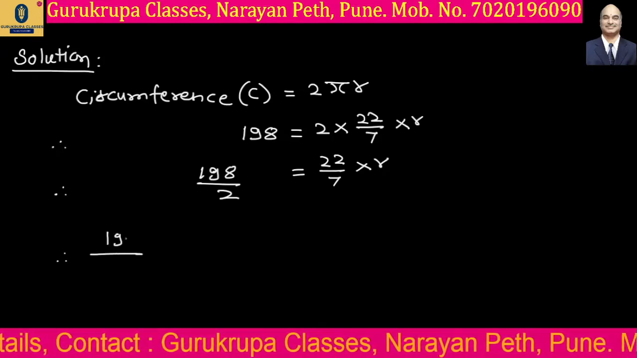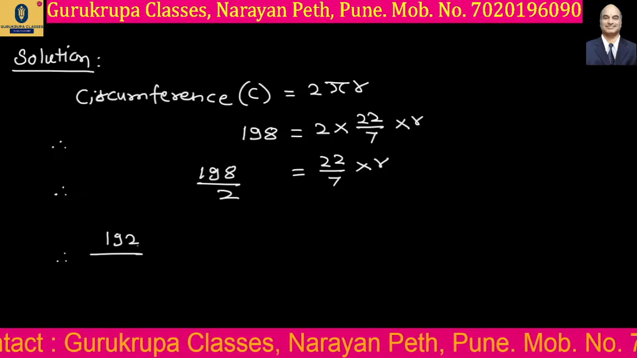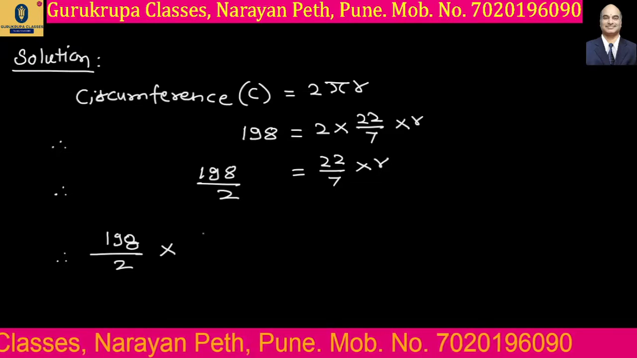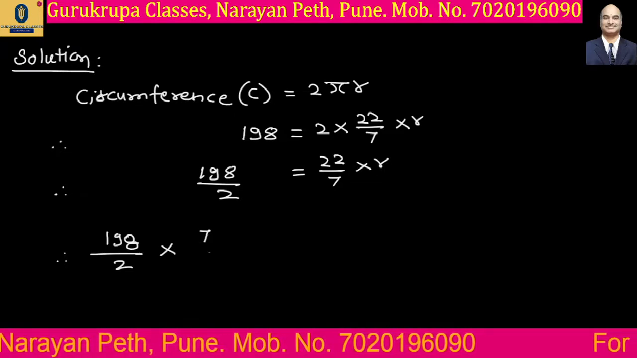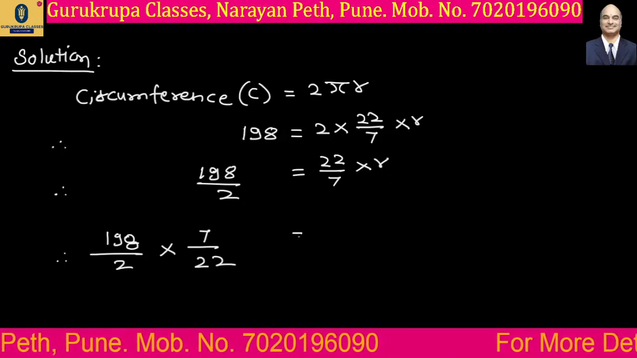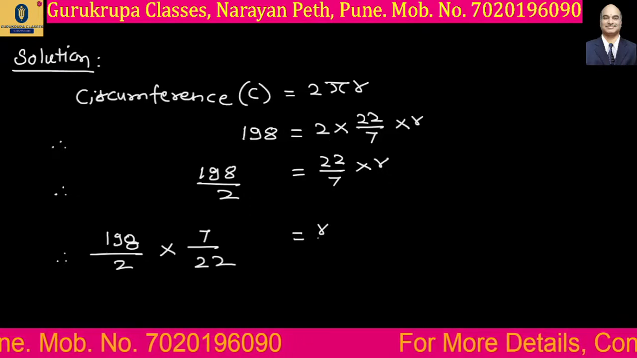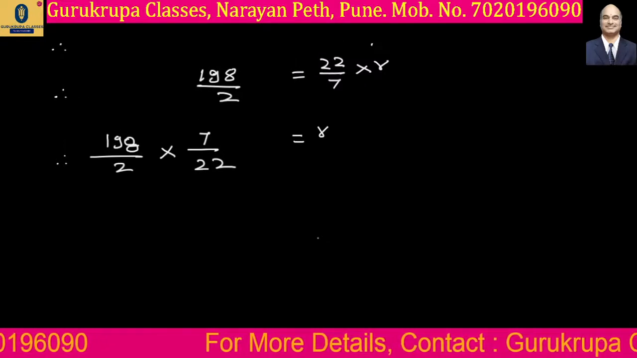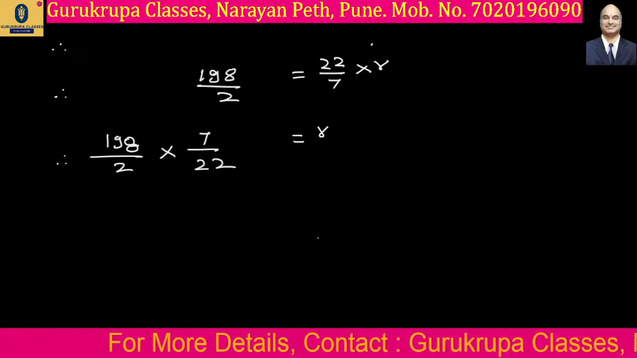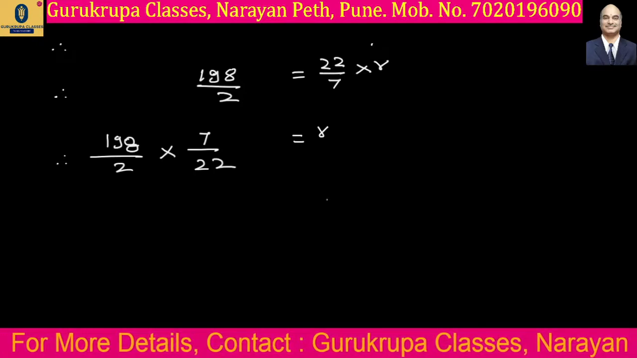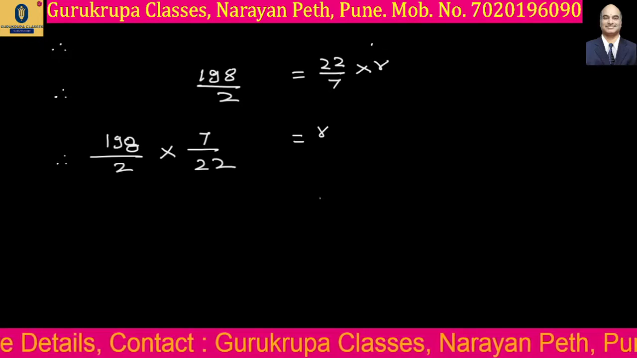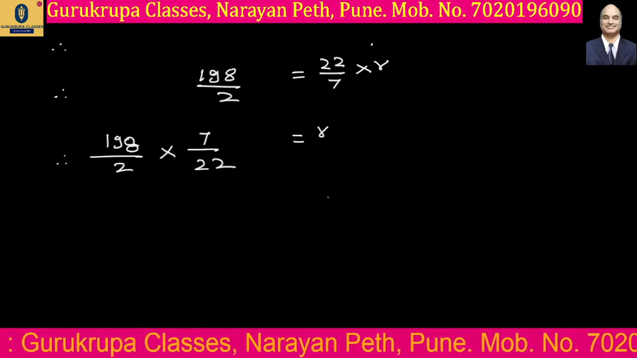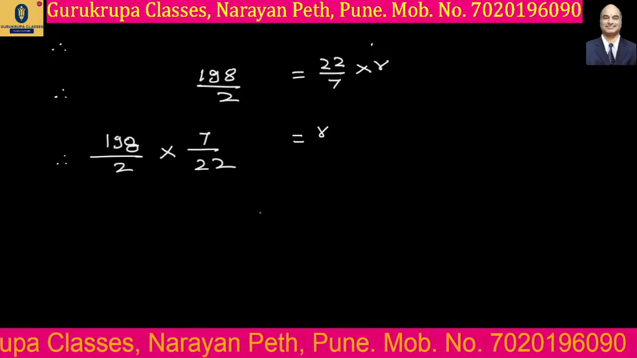Then 198 upon 2 into 7 upon 22; 22 upon 7 is converted to 7 upon 22 when we change its side. Now what remains on our RHS? Only r. Means we transpose 2. 2 was the numerator, it becomes the divisor or denominator. And the fraction 22 upon 7 becomes 7 upon 22. Reciprocal we have to take.